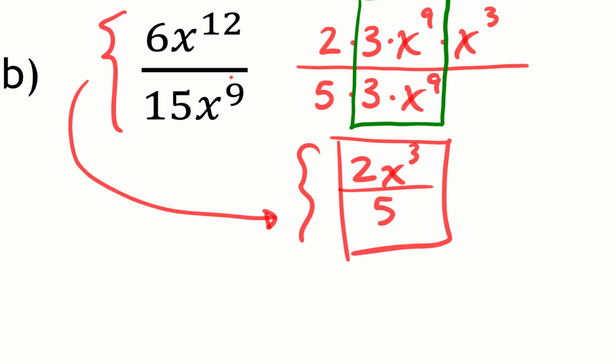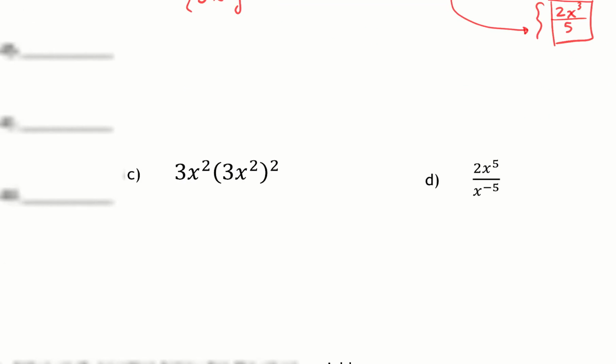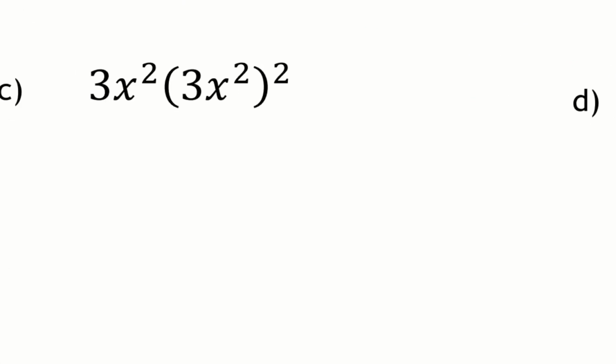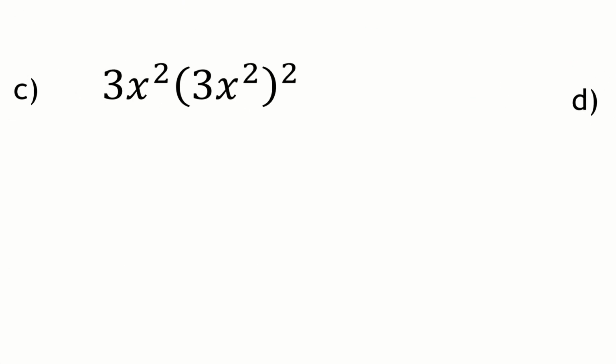Moving on to C. Okay, so I see that there's a 3x squared, and then there's a 3x squared that's being raised to the second power. So there's a 3x squared. But then there's this other thing, this 3x squared that's getting squared. Let me underline that in green. There's a 3x squared that's getting squared.